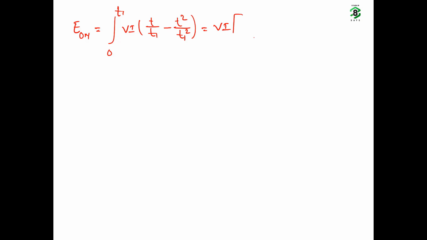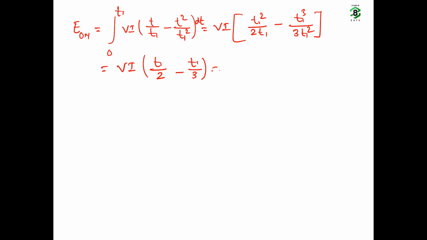How much will it be? T1 square by 2T1 minus, here it is dt, when we integrate, T1 cube by 3 T1 square. How much is its value? T1 by 2 minus T1 by 3, so Vi T1 by 6. This is our expression 1.